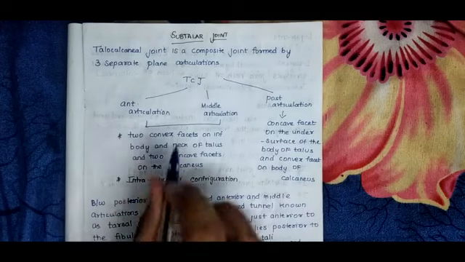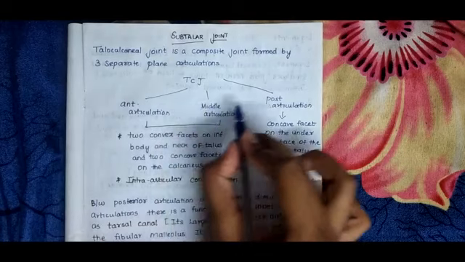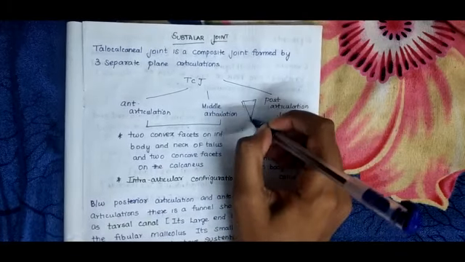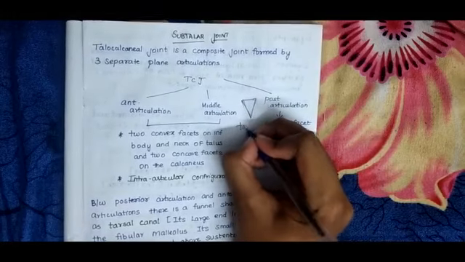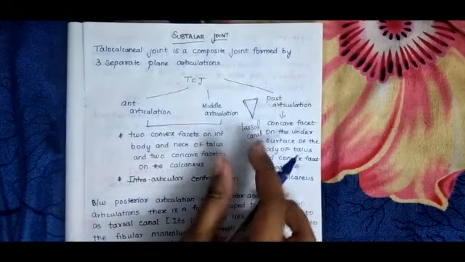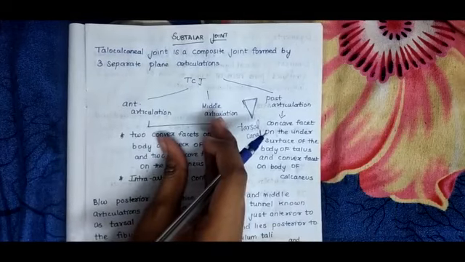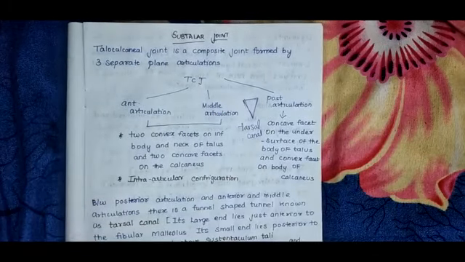Here, in between the anterior, middle and posterior articulations, we have a tunnel present. This tunnel is known as the tarsal canal. In between the posterior articulation and the anterior and middle articulation, we have a tunnel. That tunnel is known as the tarsal canal, via which the ligament and tendon pass through.